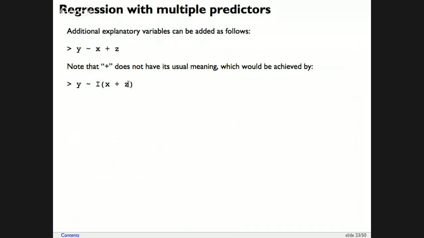Does this make sense? The important thing, you probably are not going to need to use I. You could always just create a new variable first in your data set that is the sum of them. What's important to know is that x plus z, that's not the usual meaning of plus there. It doesn't mean you're adding them. It means that you're putting them both in the model.